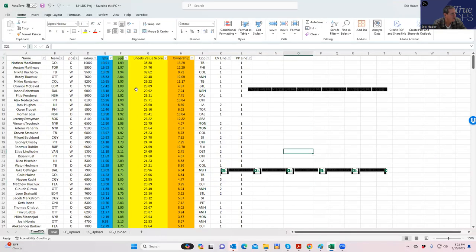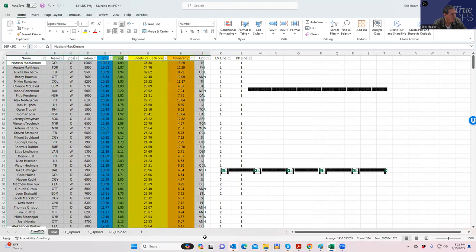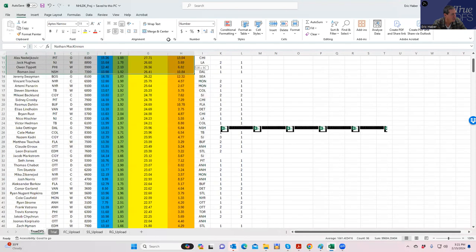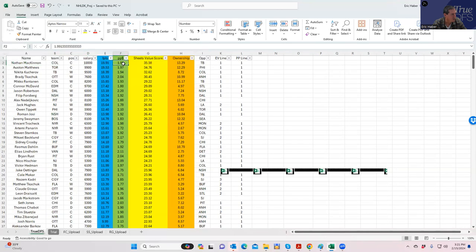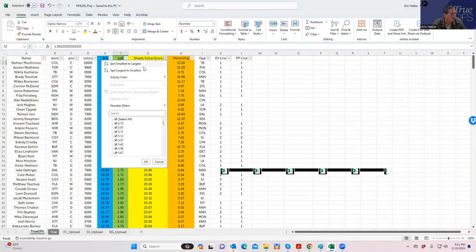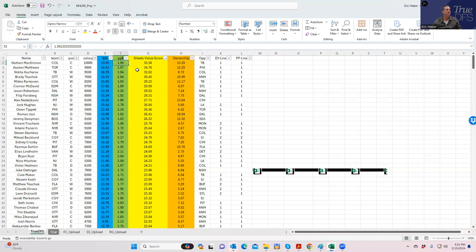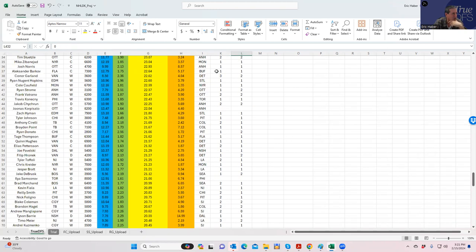And the projection sheet rates all of the players by fantasy points, points per dollar, Sheets value score, which is my take on value. I don't want to get too into it, but it takes into account both fantasy points and points per dollar. Then the ownership projection and the even strength line, power play line.